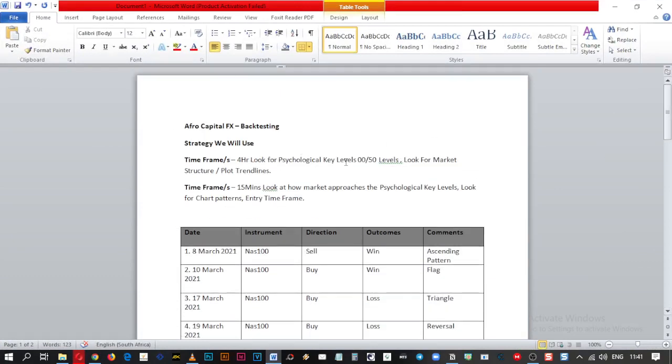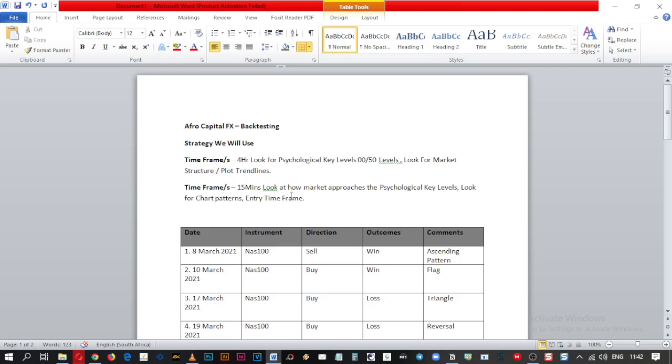We'll look at the 4-hour time frame. At the 4-hour time frame, we're looking for psychological key levels, those being levels ending in 00 and 50, and then you also highlight the zone around that psychological key level, and look for market structure. Is the market trending up? Is the market trending down? Also plot trend lines.